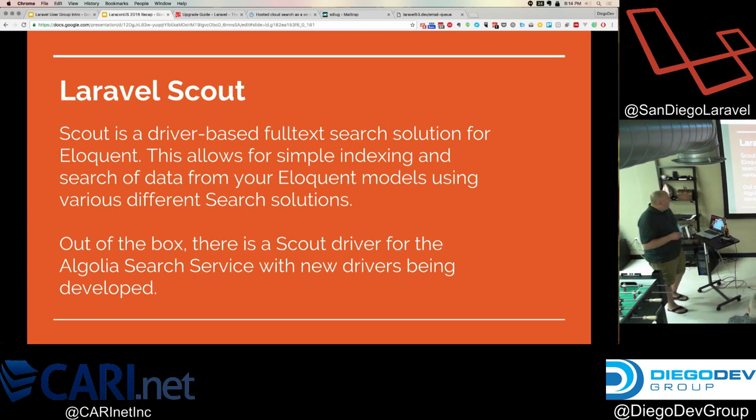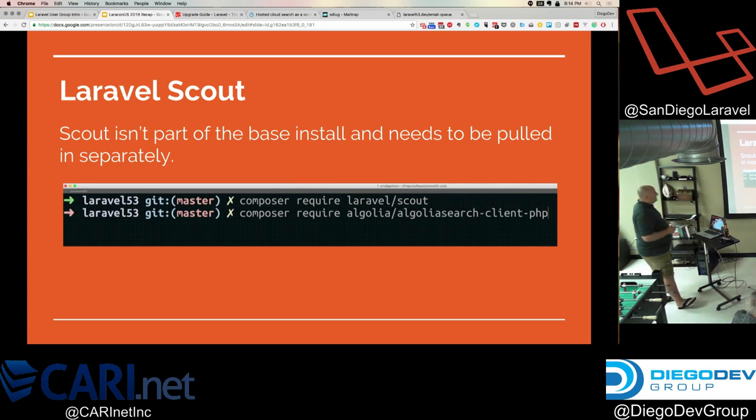Tyler's like, no, but they're really easy to make, and I would not be surprised to find out somebody's already made one. Out of the box, there's a Scout driver for the Algolia search service, and there are new drivers being developed all the time. Laravel Scout does not come with your base Laravel 5.3 install. It's an add-on, but it's specific for 5.3. So to add it on, you just do a composer require of Laravel Scout. Because we're using Algolia, we have to also include the Algolia client.